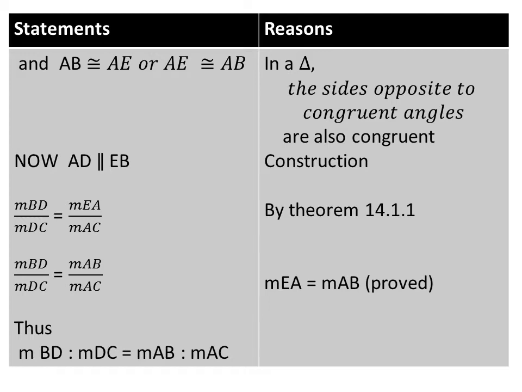We can write this equation because we know that a line parallel to one side of a triangle and intersecting the other two sides divides them proportionally. That's why we can write this equation. In place of measure EA we can write measure AB because we have proved that measure EA equal to measure AB. So we write it as measure BD over measure DC equal to measure AB over measure AC. So we have proved that measure BD ratio measure DC equal to measure AB ratio measure AC, which is our required proof.